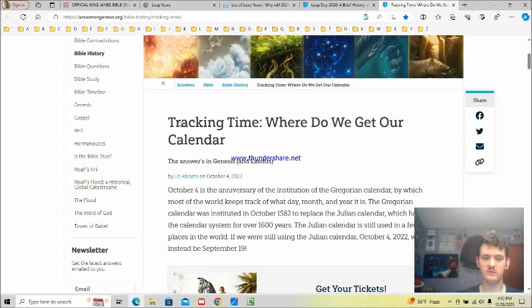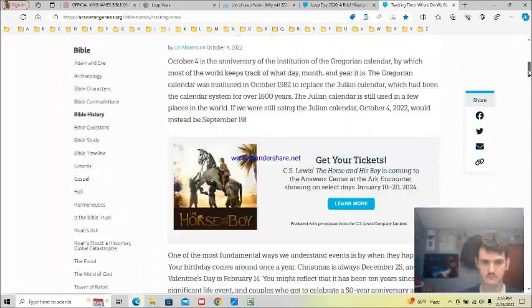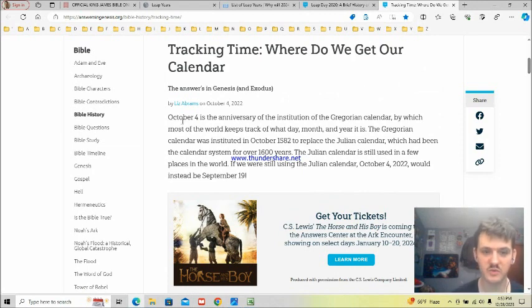Now, next one. Checking time: where do we get our calendar? October 4th is the anniversary of the adoption of the Gregorian calendar, by which most of the world keeps track of what month and year it is. The Gregorian calendar was introduced in October 1582 to replace the Julian calendar, which had been the calendar system for over 1,600 years. The Julian calendar was used in some places of the world while others were already using the Gregorian calendar. But October 22nd would instead be September 19th.